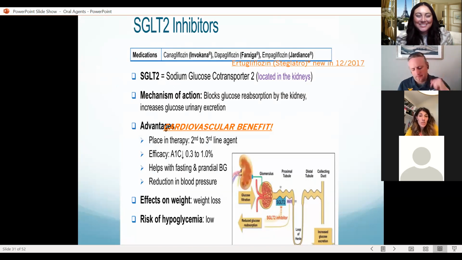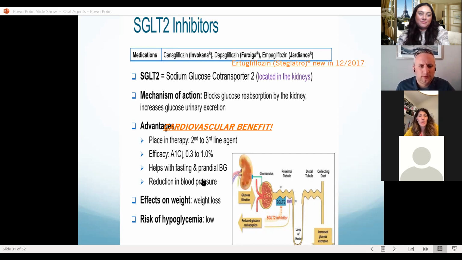Next slide, please. The SGLT2 inhibitors, canagliflozin, dapagliflozin, empagliflozin, these target the sodium glucose cotransporter 2 located in the kidney. They block glucose reabsorption by the kidney and increase glucose going out. It's urinary excreted. And they do have a great cardiovascular benefit. Again, second to third line agent, and I'd say it's not used as much because we've certainly had coverage issues with it because it is one of the more expensive drugs.